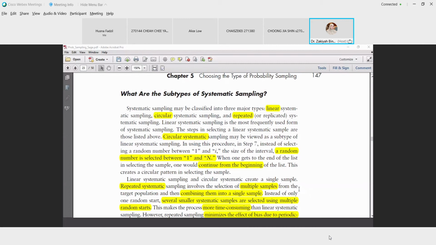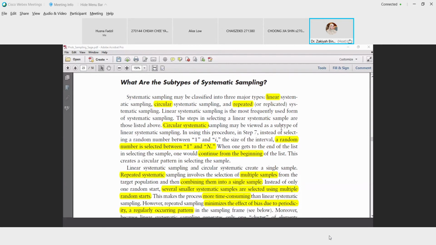Right, so systematic sampling is categorized into 3. Which one that we have covered in class, you think? There's linear, circular, and repeated. Usually in class, so far we've covered the linear one, because this is the most frequently used.